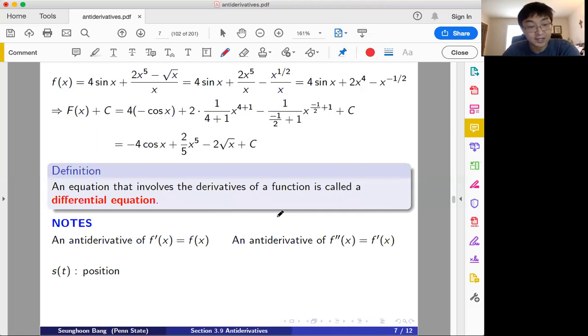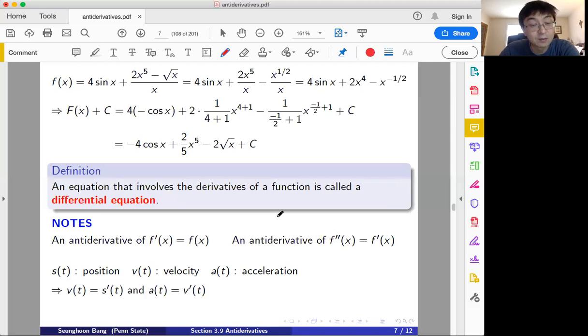Next, s of t is position, v of t is velocity, a of t is acceleration. So what's the relation? The v of t is s prime of t, position prime. The a of t is v prime of t. So this is the second derivative of s of t.